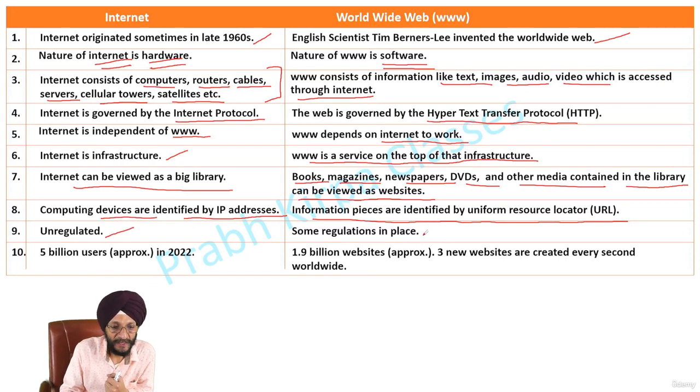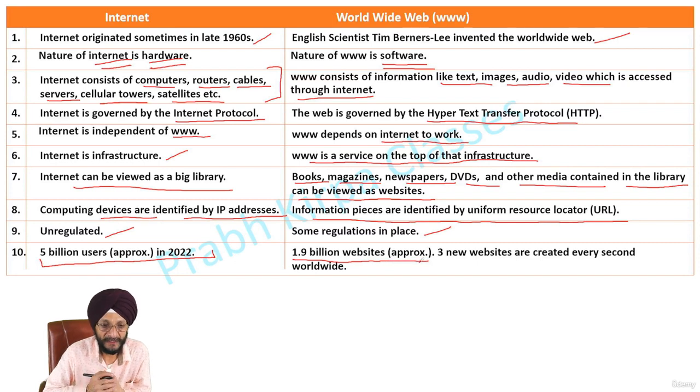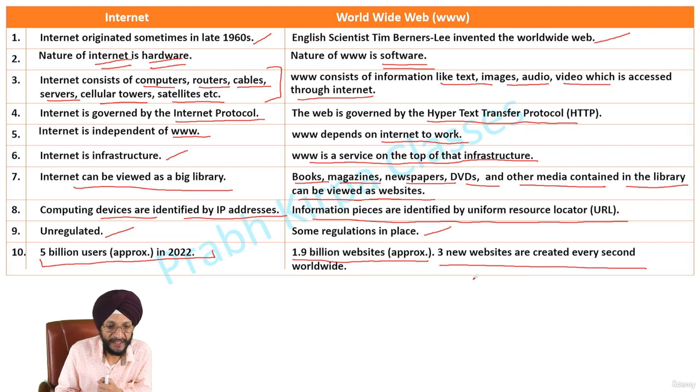The internet is unregulated. In the case of World Wide Web, some regulations are in place. In the case of the internet, there are approximately 5 billion users in 2022. In the case of World Wide Web, approximately 1.9 billion websites are there. Three new websites are being created every second worldwide.